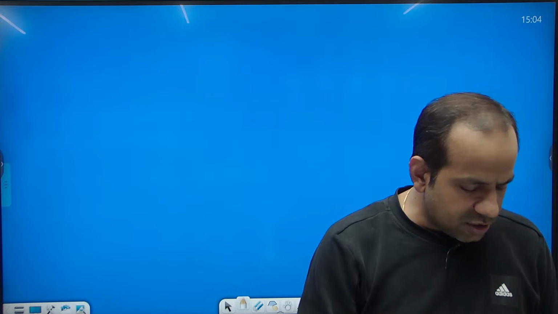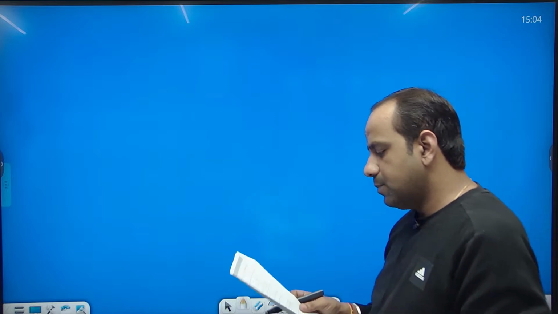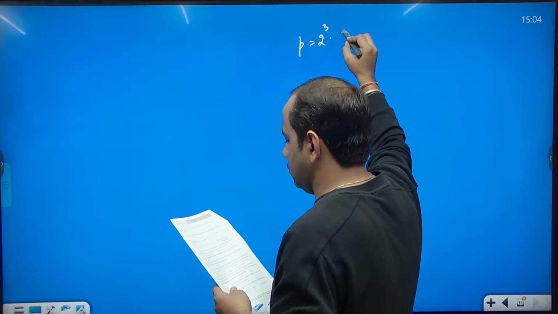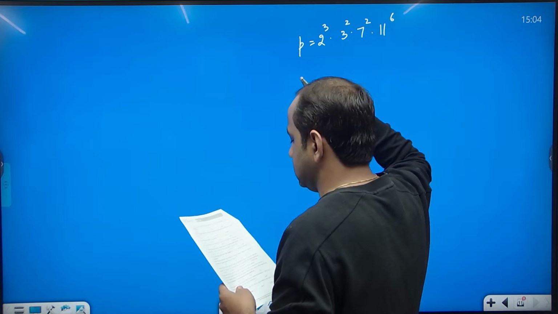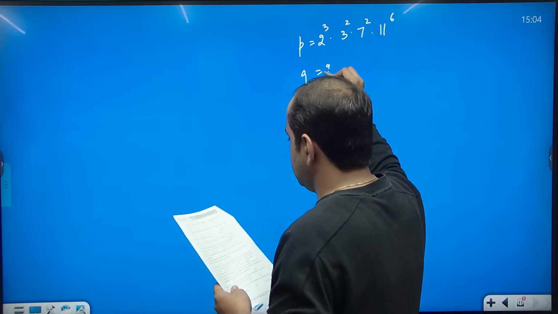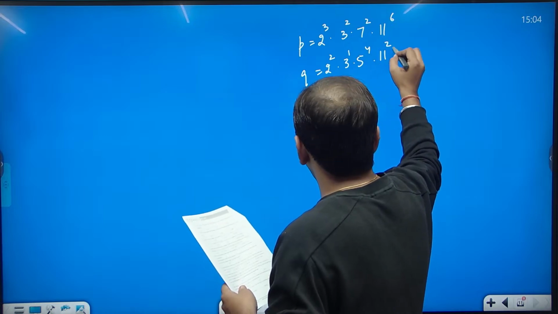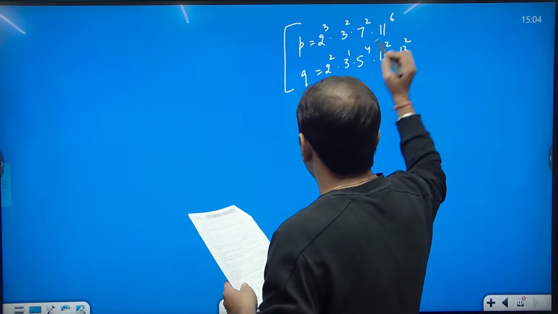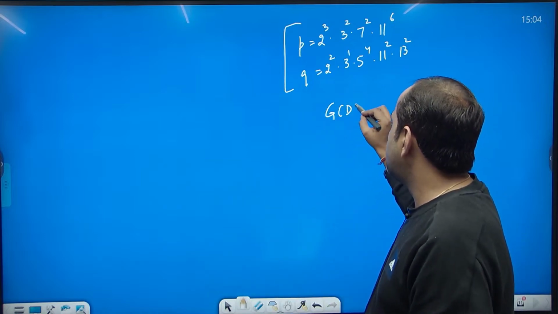So see this question number 18 from the assignment. Two numbers are given to you, P and Q. P is 2 to the power 3 into 3 to the power 2 into 7 to the power 2 into 11 to the power 6. Q is 2 square, 3 to the power 1, 5 to the power 4, 11 square, and 13 square. And I need to write down GCD. GCD means HCF. So what will be the GCD?